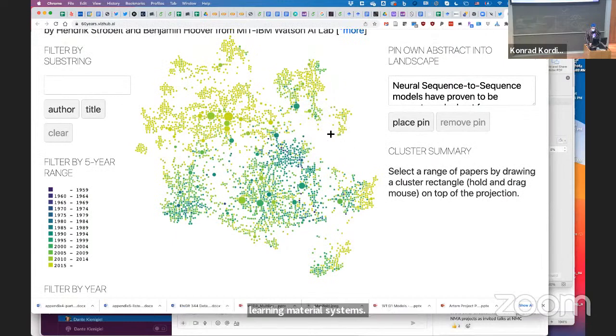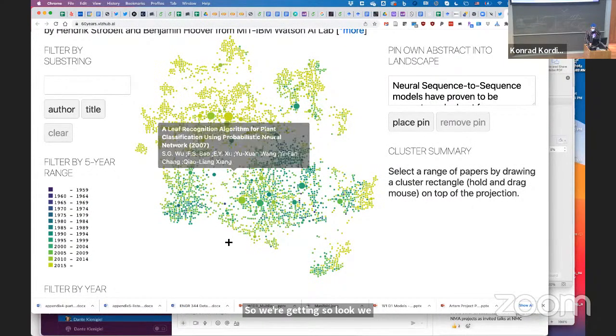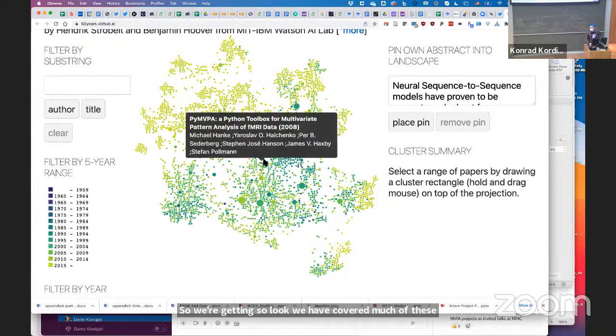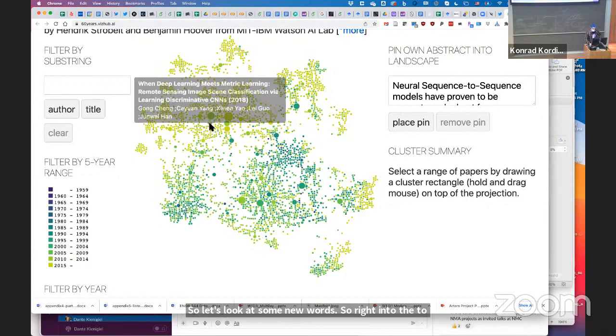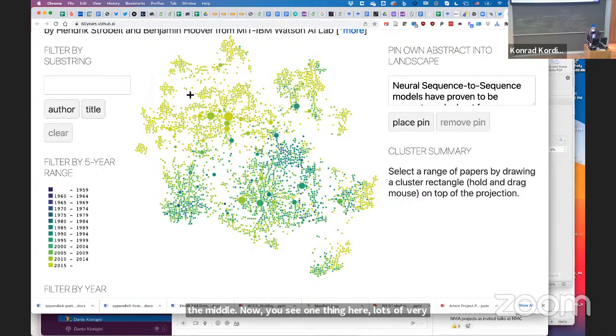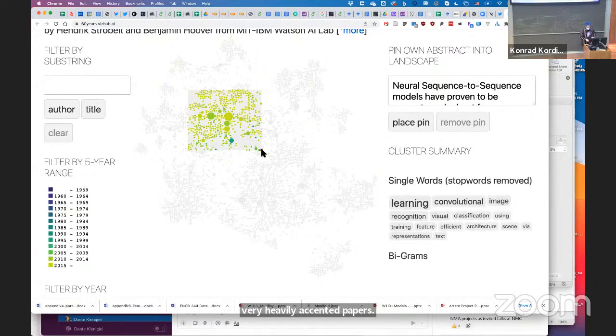So we have covered much of these areas that are just filled with old papers. Let's look at some of the newer papers. Let's zoom right into the middle. Now, you see one thing here, lots of very, very heavily cited papers. Let's zoom into this a little bit. What do we have here?